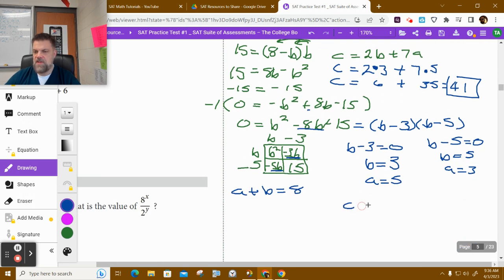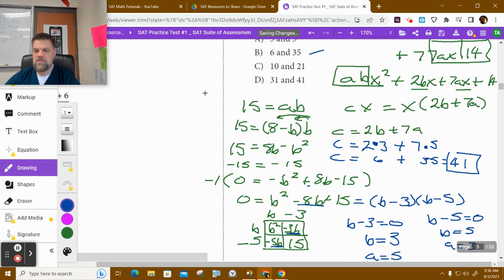Well, just to make sure. So c is equal to 2 times 5 plus 7 times 3. This is 10 plus 21, or 31. So it was D. Whew.